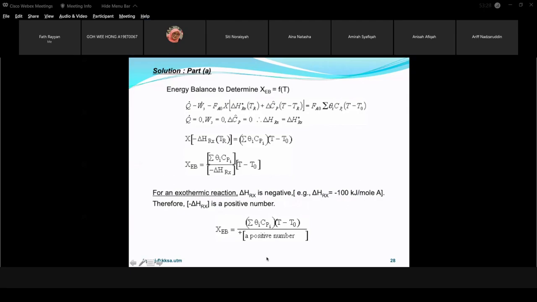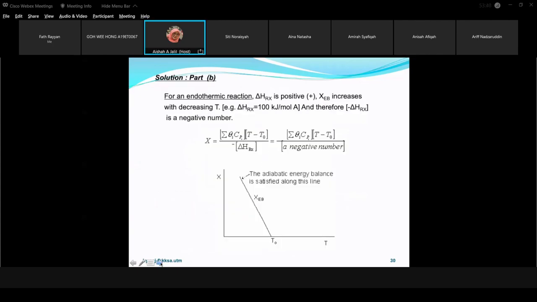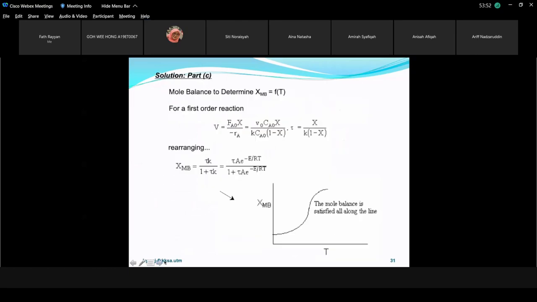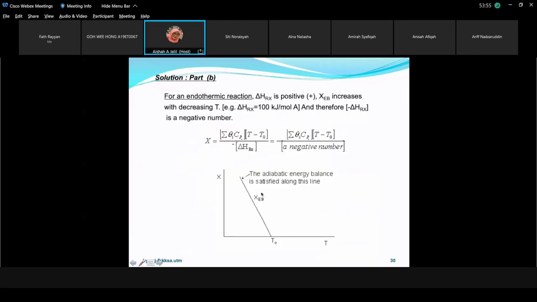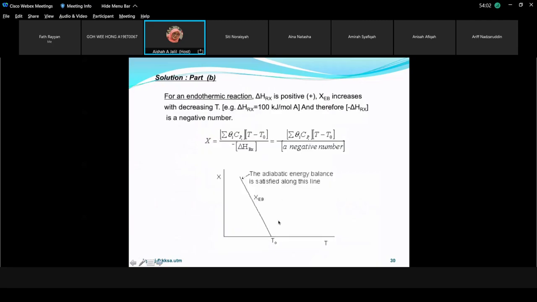They just want to show you the graph. Okay, the adiabatic energy balance is satisfied along this line. This is for this one. This is for the negative one. So you can get whether the X is like this, or the XEB is like this, or the XEB is like this, okay?